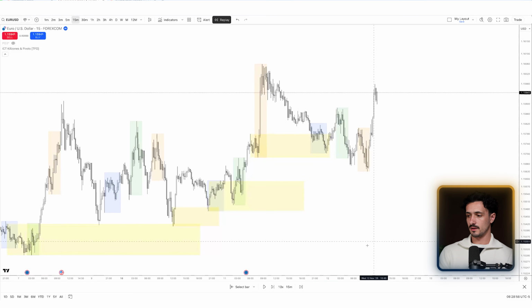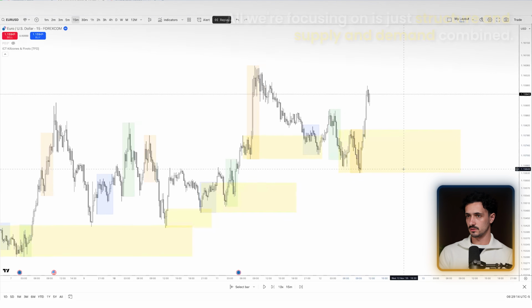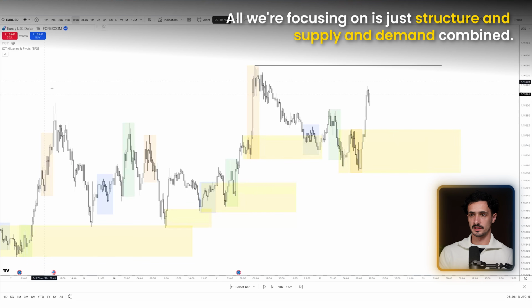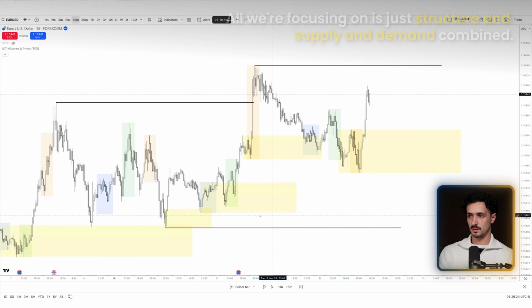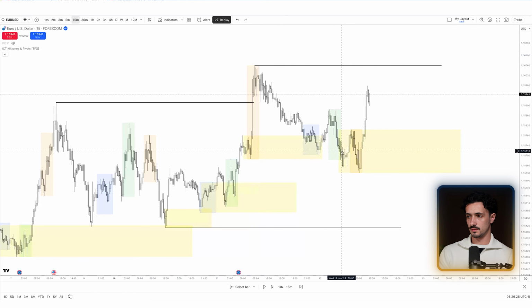Again here, what do we have? We're having this large impulsive move, but just before we get this impulsive move, look at how price is just sitting at this level. And so that in itself is like an area of demand, this entire region. Again, all we're focusing on is just structure and supply and demand combined. This low, this high. These are our ranges, impulses.